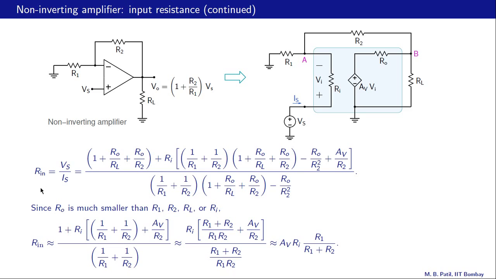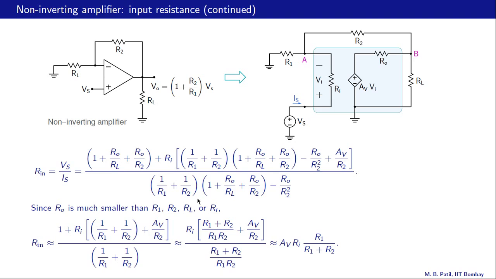Let us try to simplify this expression for the input resistance. We know that Ro is much smaller than all of these resistances. R1, R2, RL would be in the kilo ohms range, whereas Ri would be in the mega ohms range, and Ro is much smaller than all of those. It would be something like 50 ohms. So therefore these ratios, Ro by R1 or Ro by R2, etc., would be much smaller than 1, and we can ignore those.